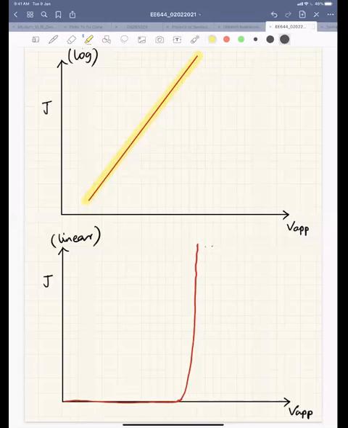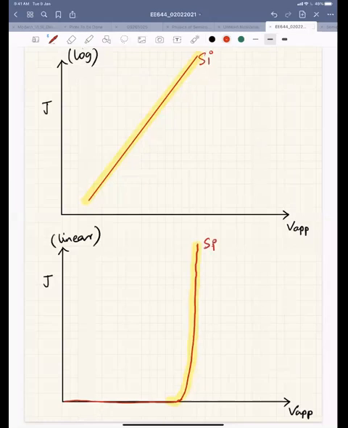Similarly, in the linear plot, if both axes are linear, then my current will be like this. This is exponential dependency, right? Your current will be low, then it rises. So if this is for silicon, let's say this is for silicon.